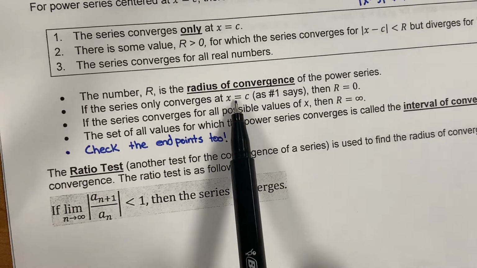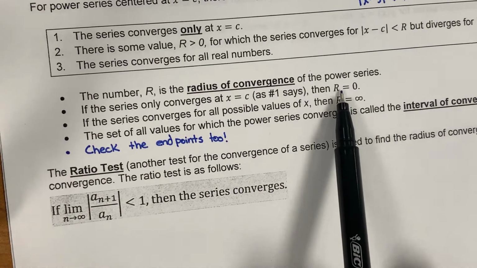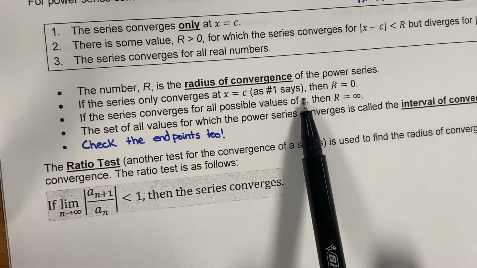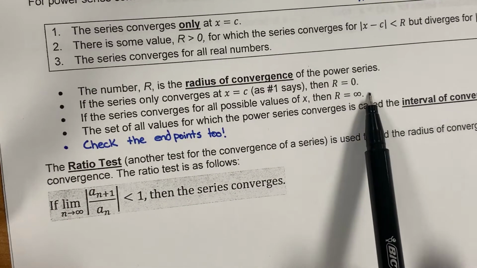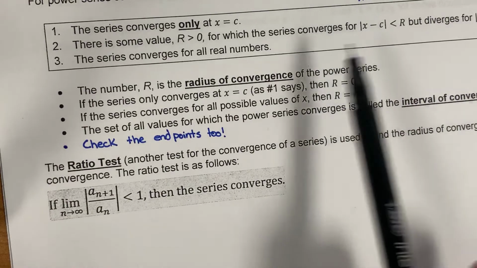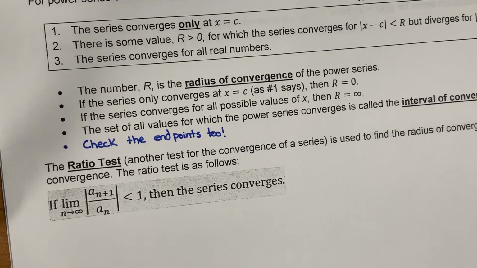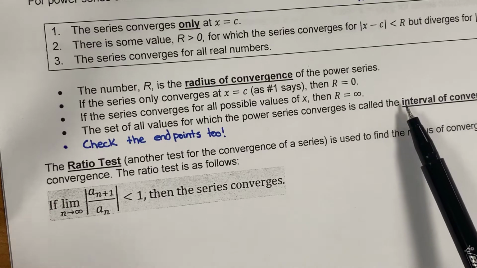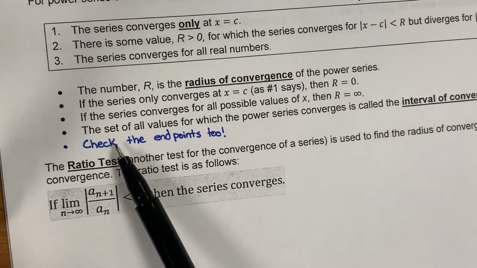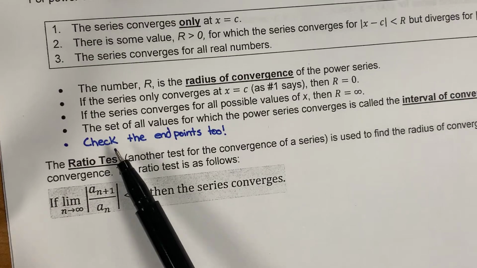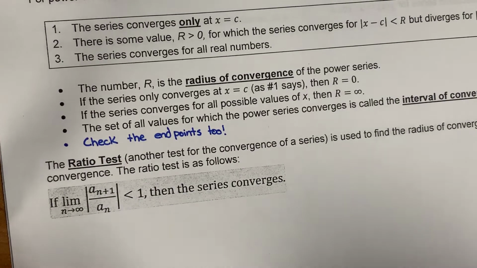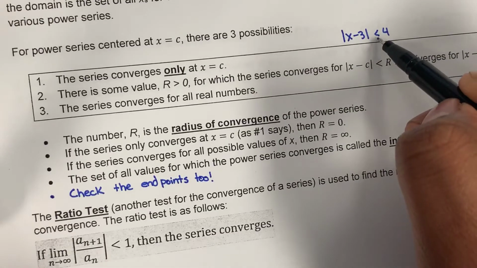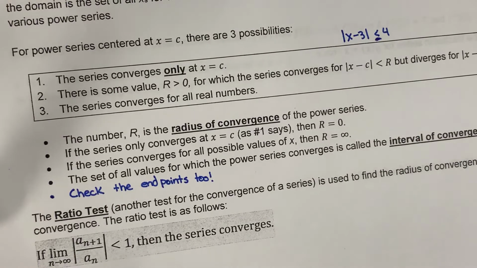If the series only converges at x equals c, we're going to find out that r equals 0. If the series converges for all values, we're going to get that r is infinity. The restriction that we get for our convergence is called the interval of convergence. When we're determining our interval of convergence, we also need to check the endpoints. That's going to mean that sometimes if we have this inequality, we're going to include an equal bar maybe.